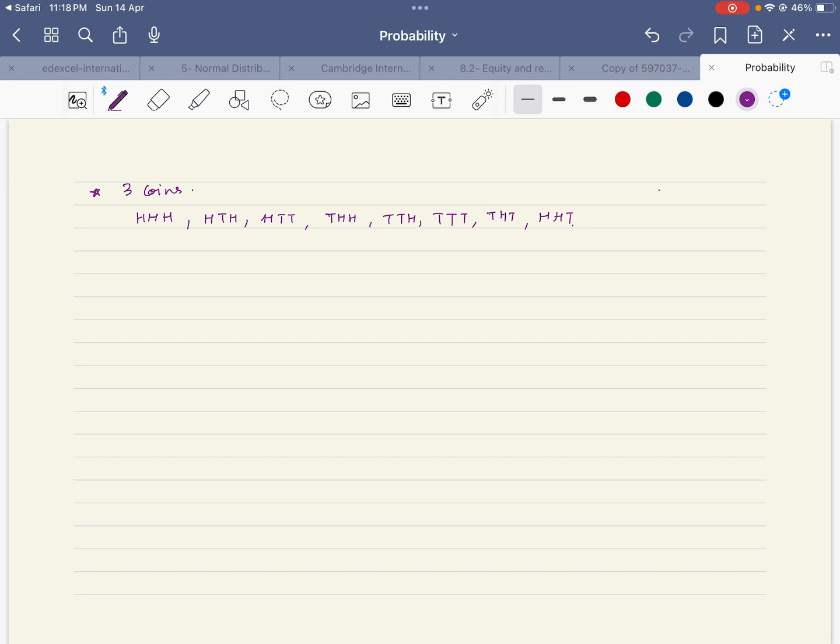How many outcomes do we have? 2. How many coins are flipped? 3. The number of outcomes should be 8. Number of possible outcomes in the experiment will be 8. If you don't add up to 8 outcomes, then you will have to see what you have missed out. But here you will see that you do have 8 outcomes. 1, 2, 3, 4, 5, 6, 7, 8. Right? So you have 8 outcomes. This is your sample space.